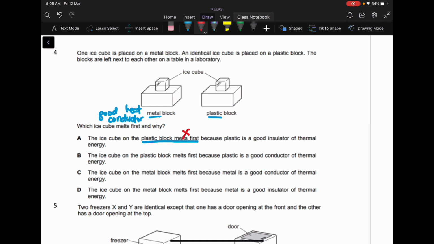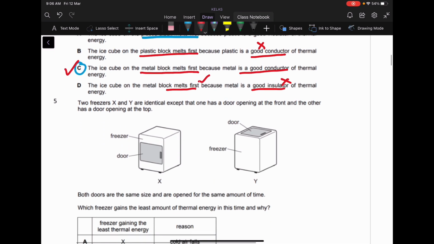It is not a good heat conductor. B, the ice cube on the plastic block melts first because it is a good conductor. This is wrong, the statement itself is already wrong. And then C, the ice cube on the metal block melts first. That is correct because metal is a good conductor. Yes, that's the answer. So number 4, C. D, the ice cube on the metal block melts first because metal is a good insulator. That statement is wrong.